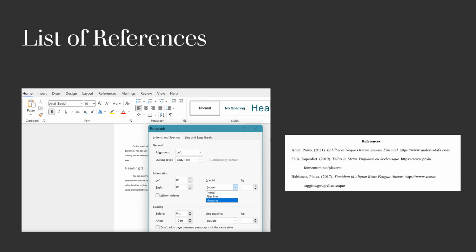Start your list of references at the beginning of a project so that you don't have to spend many hours recreating your mindset and research at the end. A reference is formatted with a hanging indent, which is found in the paragraph drop-down menu. And it ends up looking like this.